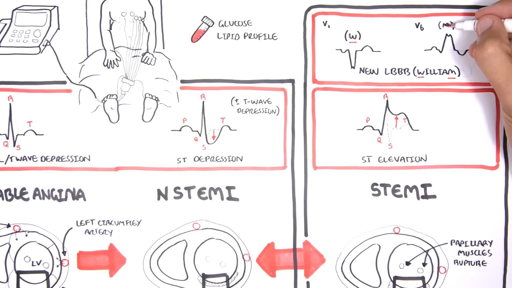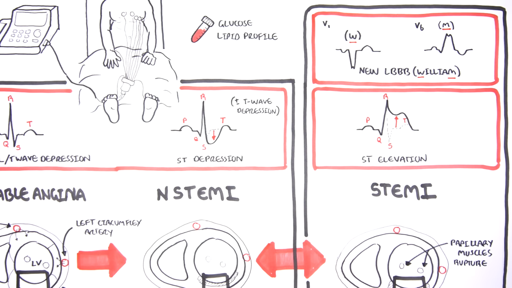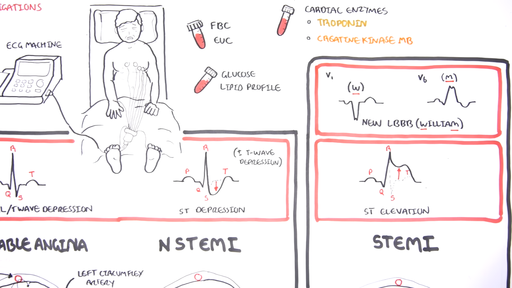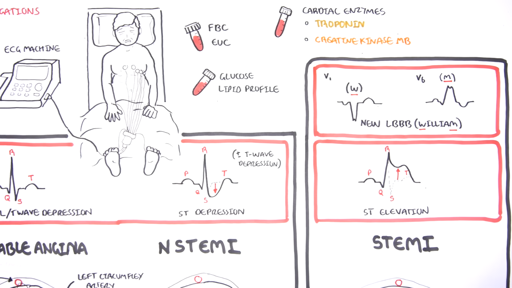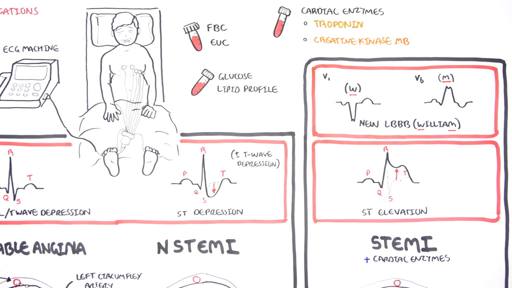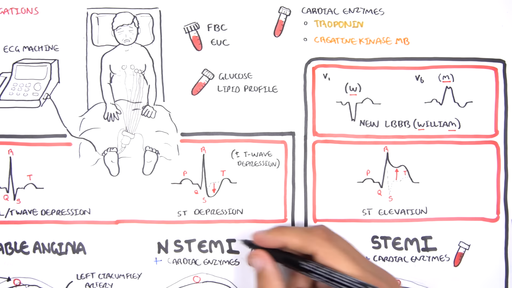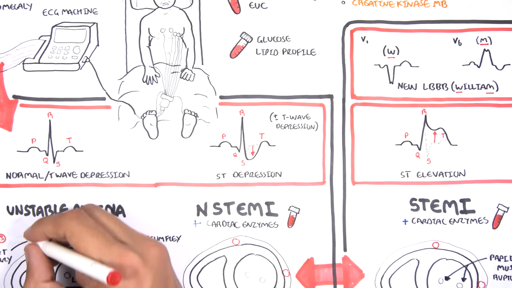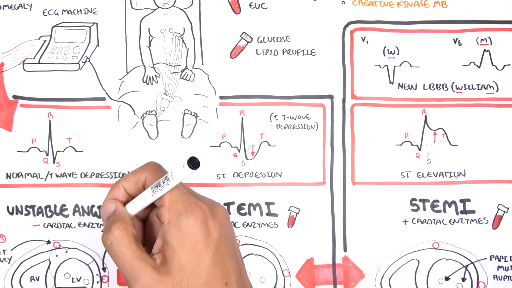A new left bundle branch block may suggest infarction of the septum of the heart, where the left bundle branch goes through. Remember, the septum is also supplied partially by the left anterior descending artery. Finally, let's talk about the cardiac markers. In a STEMI, you see elevation of cardiac markers. Similarly, in a non-STEMI, you also see elevation of cardiac markers such as troponin. But in an unstable angina, you got none. You got no cardiac markers.